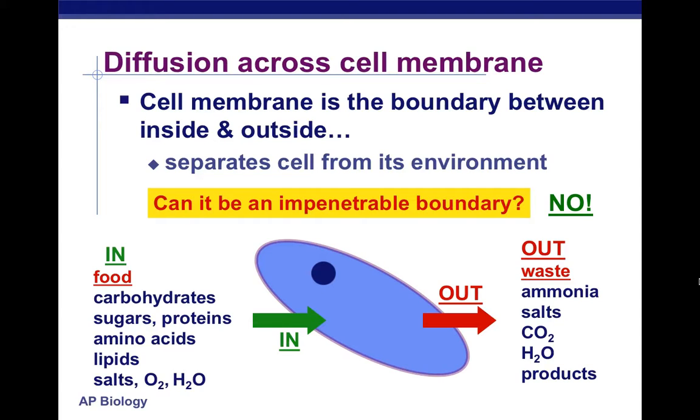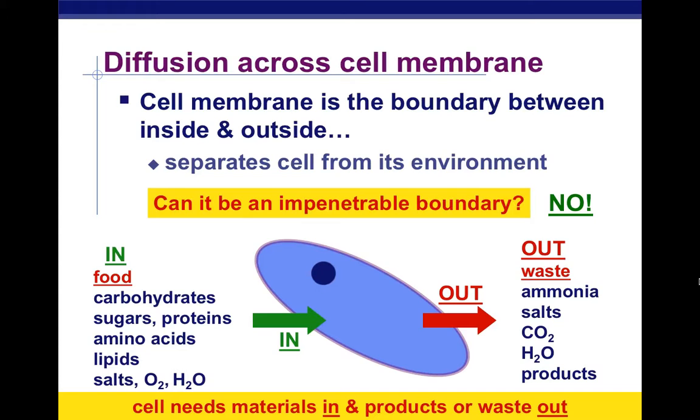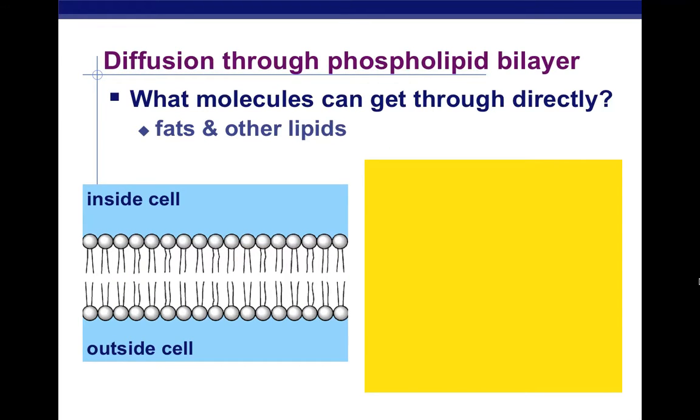The problem is with that phospholipid bilayer, with the tails of the phospholipids being hydrophobic, they are naturally going to repel anything that's hydrophilic. The problem is the majority of molecules in life are hydrophilic or polar or charged, meaning most molecules are not going to be able to passively diffuse. Okay? So, what can get through directly? Fats and other lipids. Basically, anything that's also hydrophobic or nonpolar is going to be able to just diffuse straight across the membrane with no help.